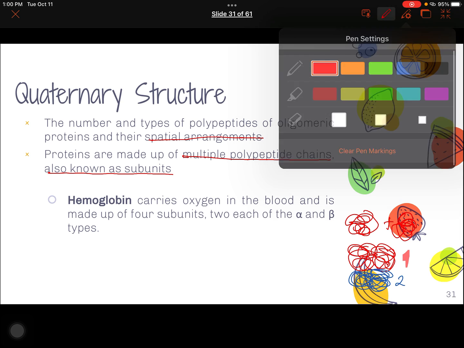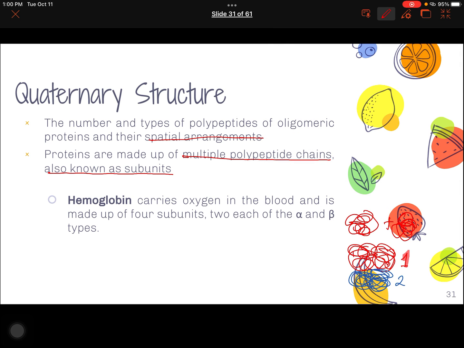Oops, sorry. This one is your first. So the combination of both makes your quaternary structure. An example of which is hemoglobin, which carries oxygen in the blood and is made up of 4 subunits, 2 of alpha and 2 beta types.